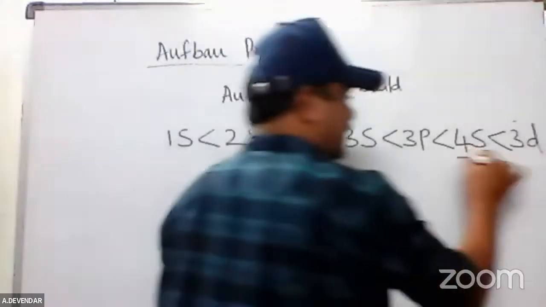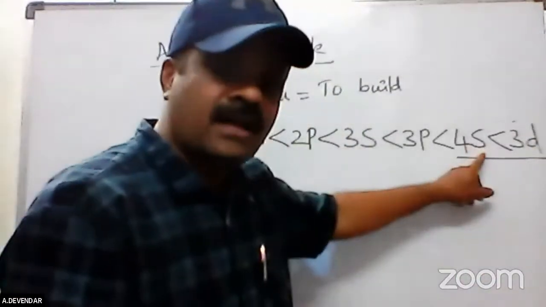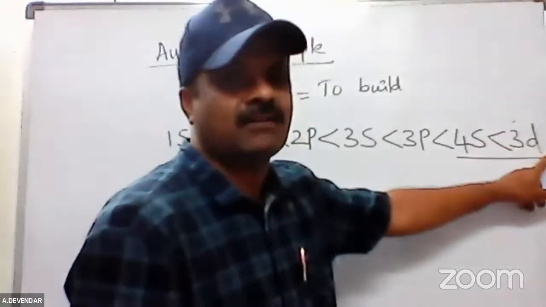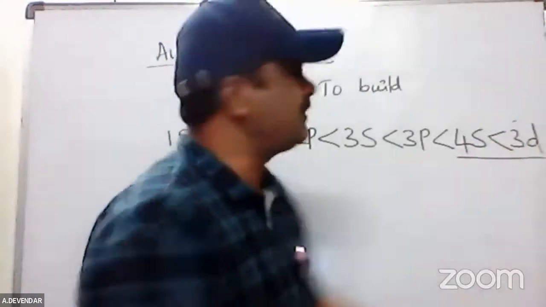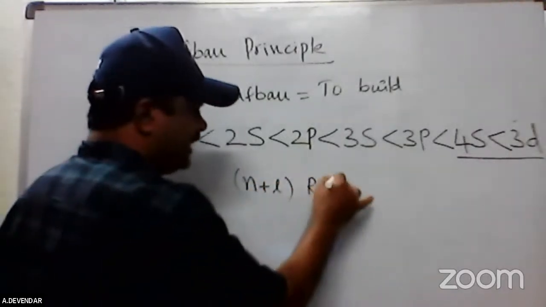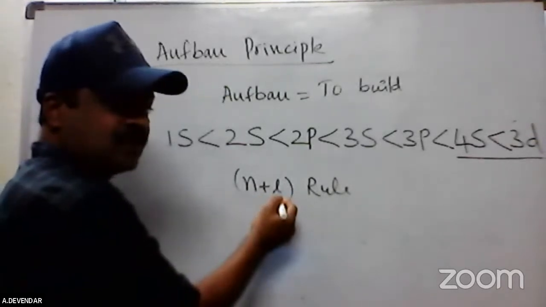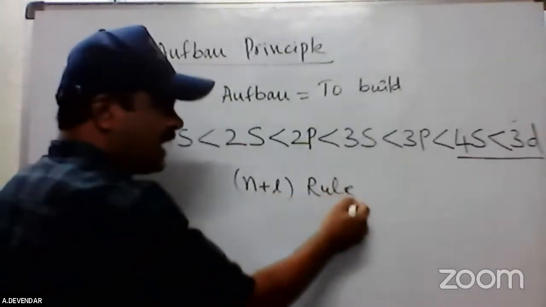Here is a specific case you have to remember. Why? Because the 4s orbital has lower energy than the 3d orbital. This is because of the n plus l rule. n is the principal quantum number, and l is the azimuthal quantum number. So we obey that rule.